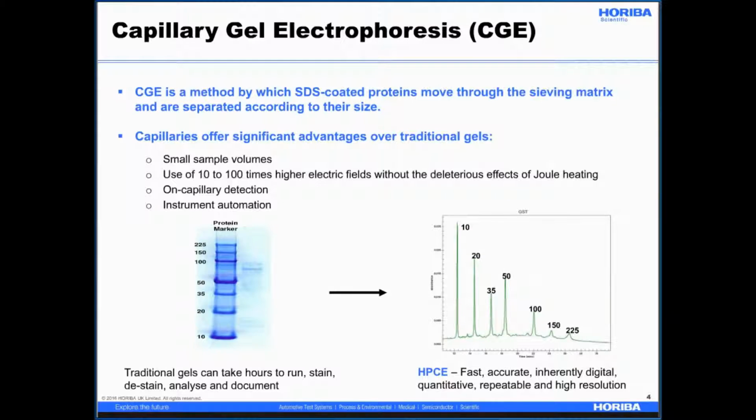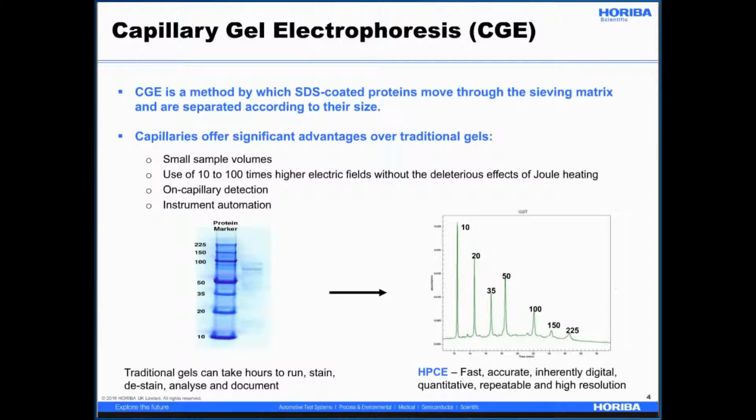The first mode of electrophoresis that was used was capillary gel electrophoresis, or CGE. CGE is a method by which SDS-coated proteins move through the sieving matrix and are separated according to their size. Under native conditions, a protein with the same mass but different charge and shape would migrate differently in an applied electric field.